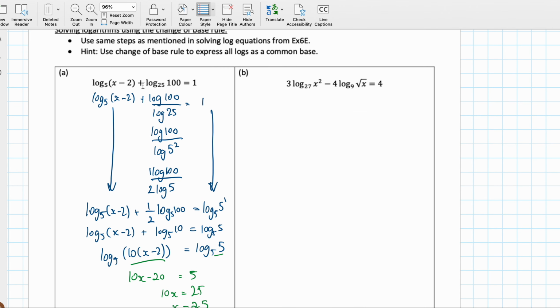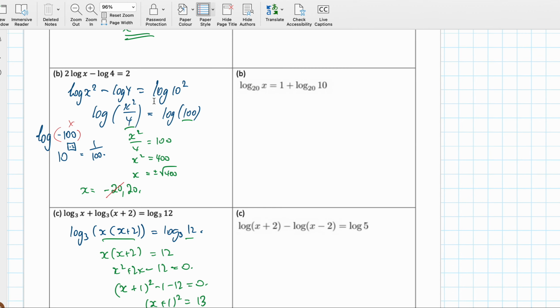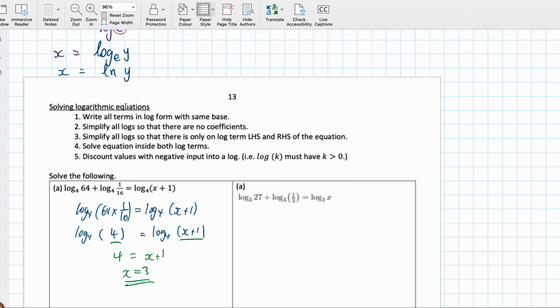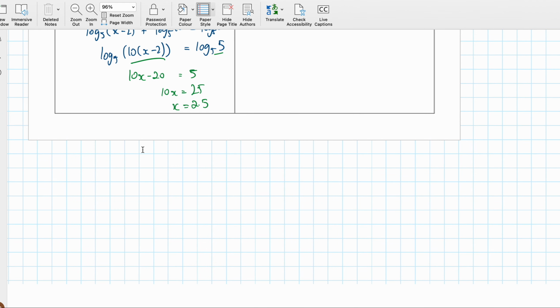Here's an example. I've got log base 5 of x take 2 plus log base 25 of 100 is equal to 1. Now this is not such a straightforward problem because you may note that we don't have the same base. I'm just going to scroll up again. Do you remember the solving logarithmic equation notes? Write all terms in log form with the same base. This is step 1 coming into play, and we can use the changing base rule to help us figure this out.